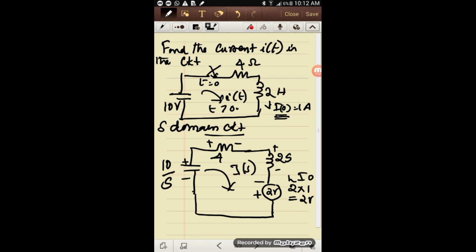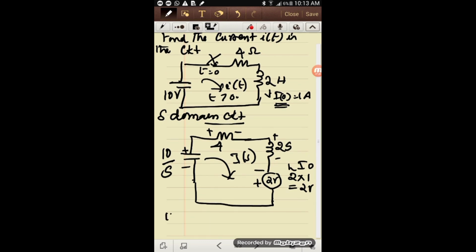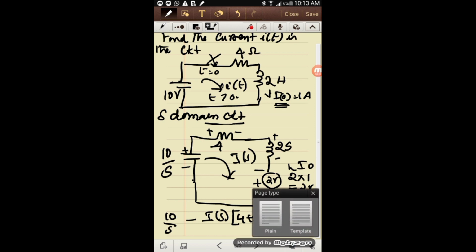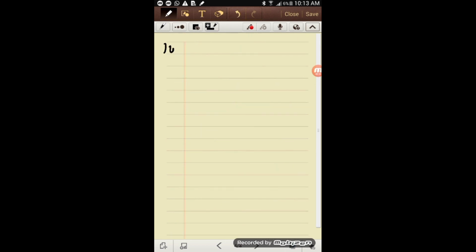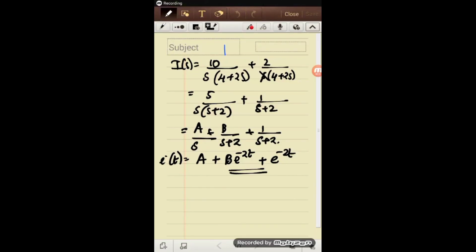Now we have to write the KVL equation. What will we get? 10 by S minus I of S into 4 plus 2S plus 2 equal to 0. So that is the KVL equation. So 10 by S plus 2 is equal to I of S into 4 plus 2S. I of S is equal to 10 by S into 4 plus 2S, plus 2 by 4 plus 2S.